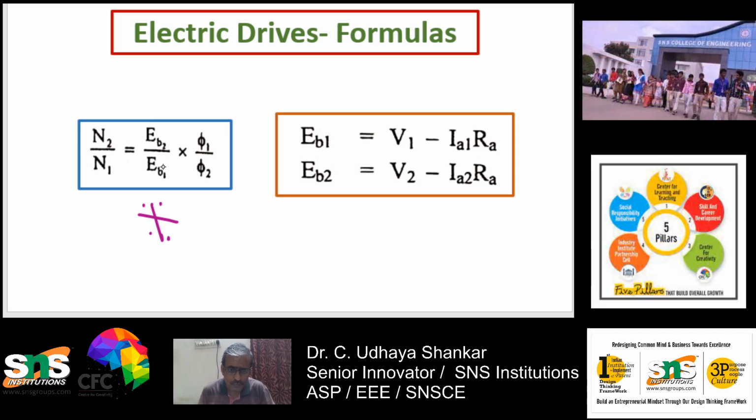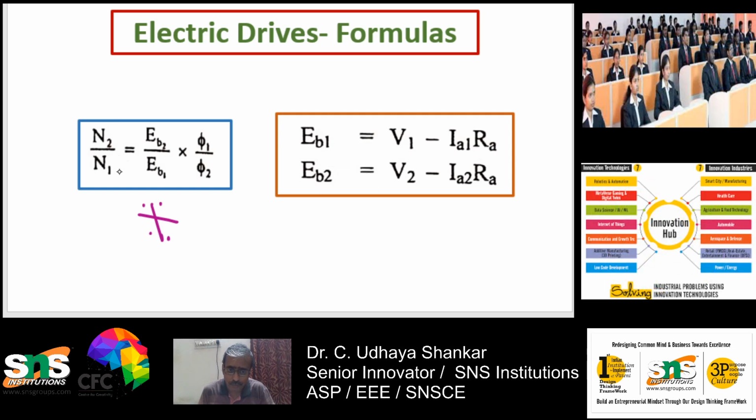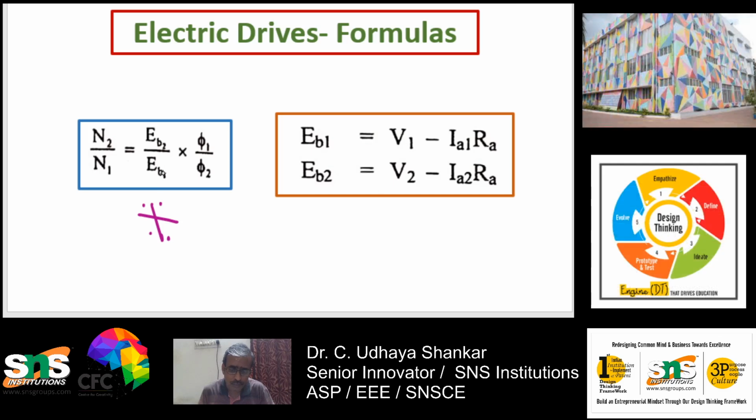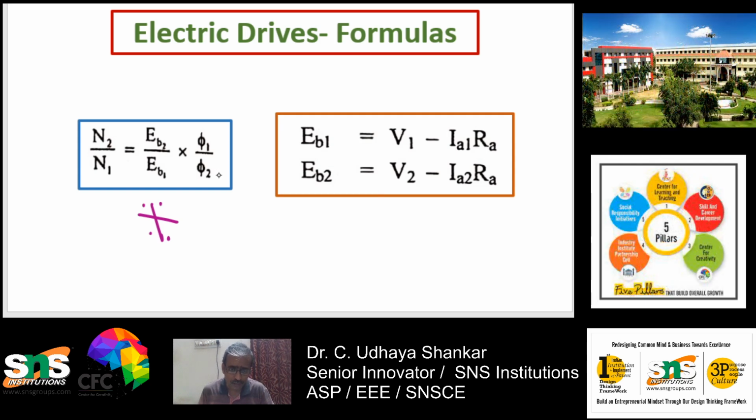It is very simple: N2 by N1. N2 is the speed at the desired RPM, and N1 is the speed at the initial RPM. This will be equal to EB2 by EB1, so N2 by N1 equals EB2 by EB1 into phi 1 by phi 2. This is a very important formula in drives.